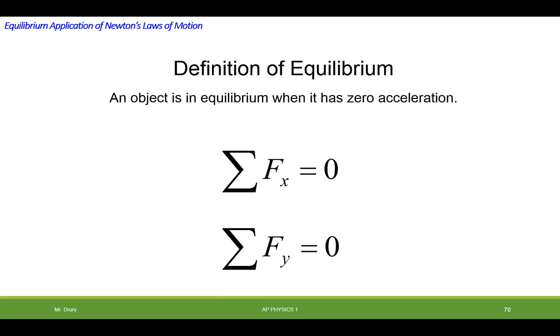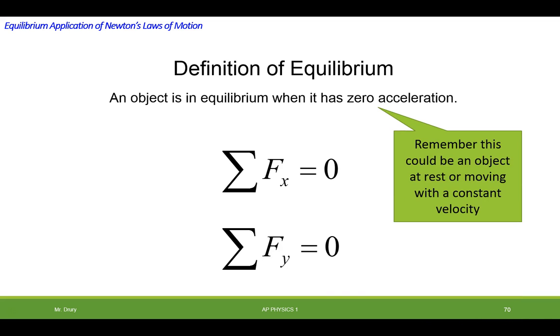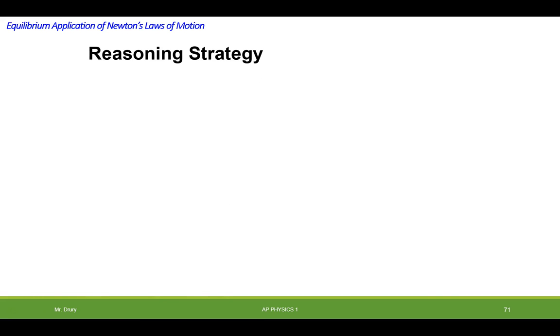This is very similar to our vector addition lab we did at the beginning of the year. All the force in the x added to 0, all the force in the y added to 0 because the object wasn't moving. And remember, the object could be moving with a constant velocity and still be in equilibrium. Okay, so let's think about how we would solve these type of problems.